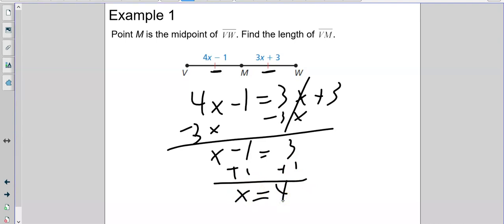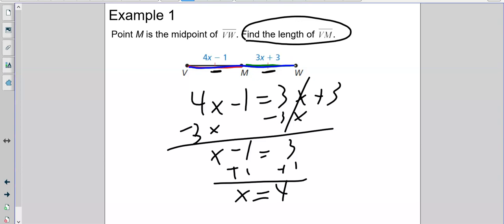But you have to look. Is it asking you to find x? No, it wants VM. And at this point, you have to pay attention. Is it asking me for this piece, which it is? Is it asking you for this piece, which it's not? Or maybe it might ask you for the entire length. You have to pay attention to what it's asking for. But it's asking you for VM.